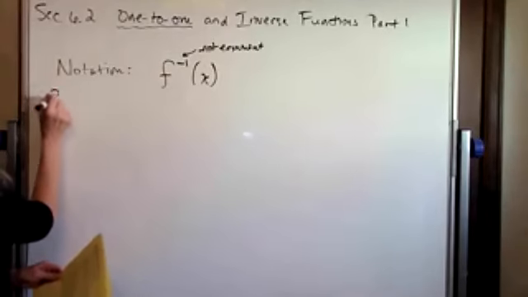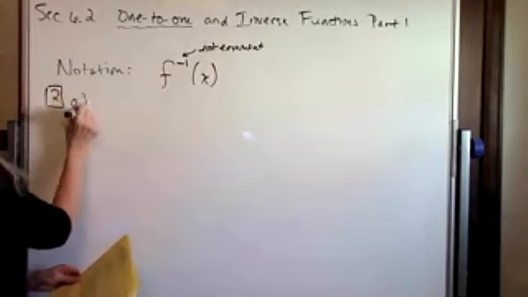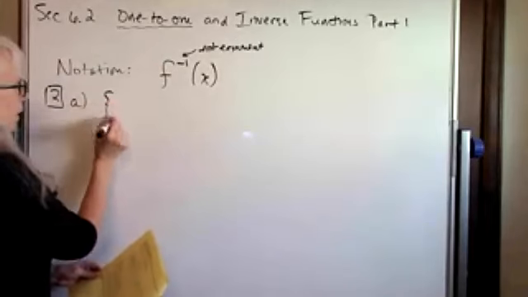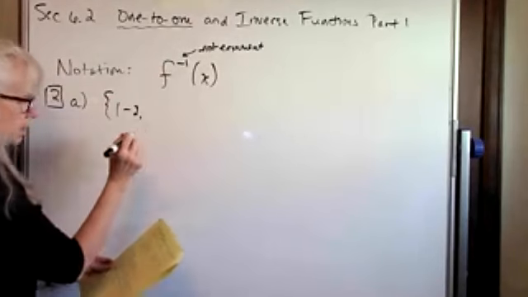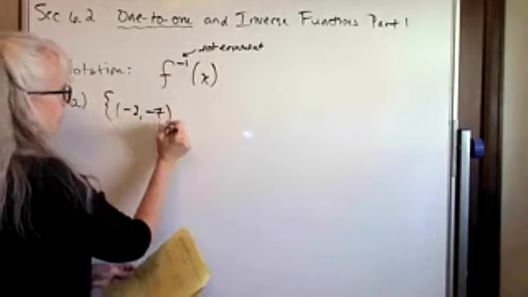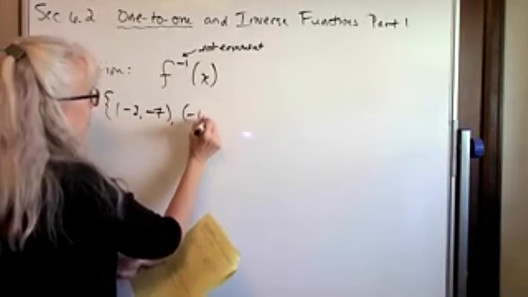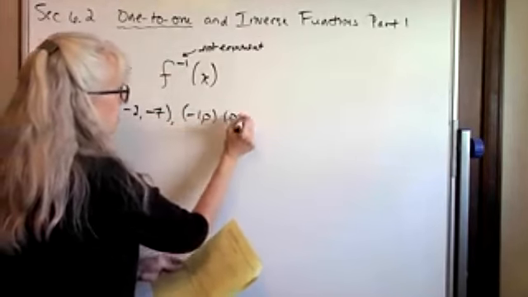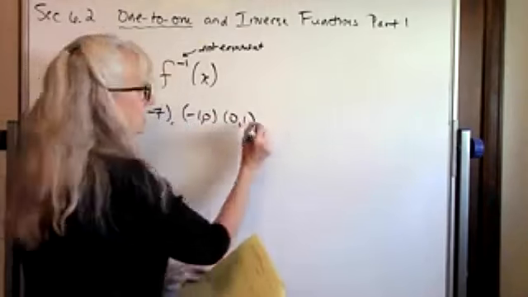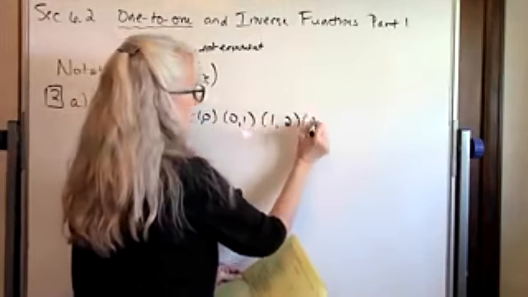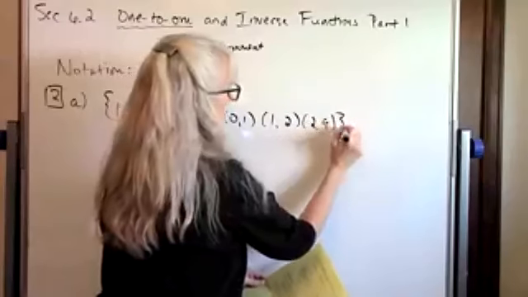So this is example 2. We're going to start off giving you a set of points. So I have -2, -7. I also have -1, 0. I have 0, 1. I have 1, 2. And I also have 2, 9. So this is the original function.